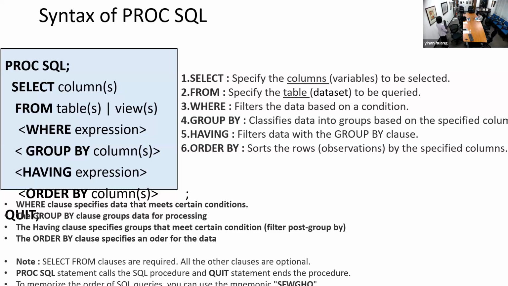What does the WHERE statement tell us in SAS? Basically, it tells us to filter the rows with some conditions. It's the same as what we have in PROC SQL. The WHERE statement filters the data based on the condition.